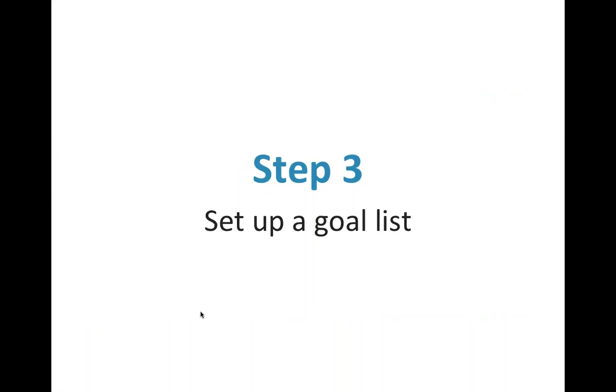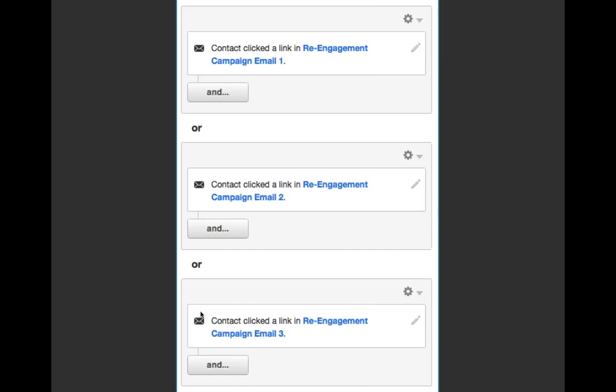Step 3 was to set up a goal list. Now, the goal list is a list of people identifying that they have, in fact, re-engaged with us. You need this list to track your conversion rate, because it's really important to judge the success of your campaign. This is the criteria to be on that goal list: they either clicked the link in email 1, email 2, or email 3.